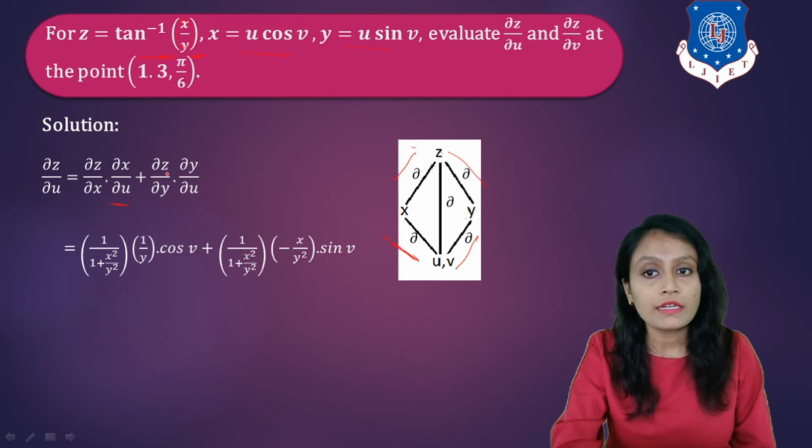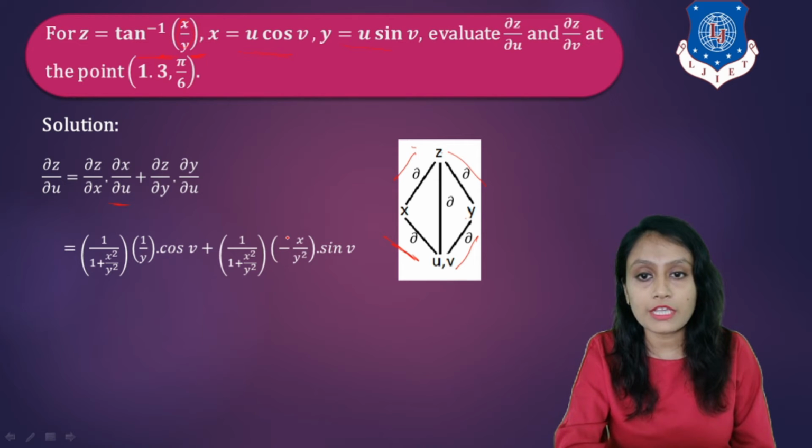Plus next one, del z by del y, that is the derivative of z with respect to y keeping x constant. So the first term will be 1 upon 1 plus x square upon y square into the chain rule. Okay, now here we are keeping x constant, so x as it is, and the derivative of 1 upon y is minus 1 upon y square, and this, that is del y by del u, means the derivative of y with respect to u, and v is constant. So here we have sin v.